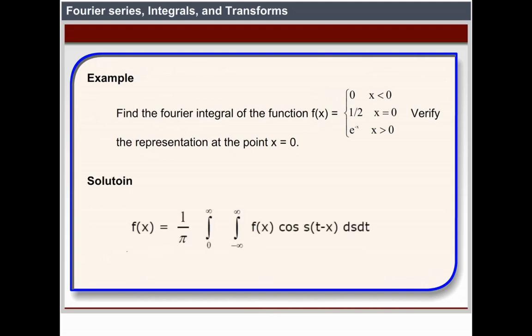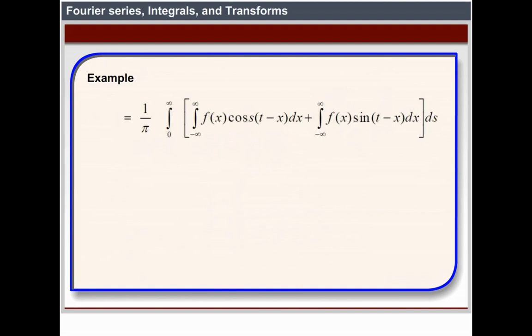Solution. f(x) = (1/π) times the integral from 0 to ∞, again the integral from −∞ to +∞ of f(t) cos s(t − x) dt ds, which equals (1/π) times the integral from 0 to ∞ of [the integral from −∞ to +∞ of f(t) cos s(t − x) dt plus the integral from −∞ to +∞ of f(t) sin s(t − x) dt] ds. Here we have written it inside the bracket and also without the bracket, which is separated with respect to t as well as ds.